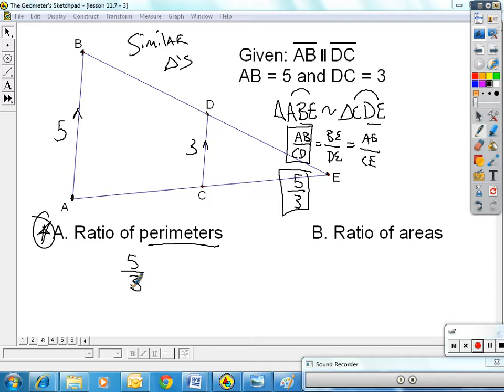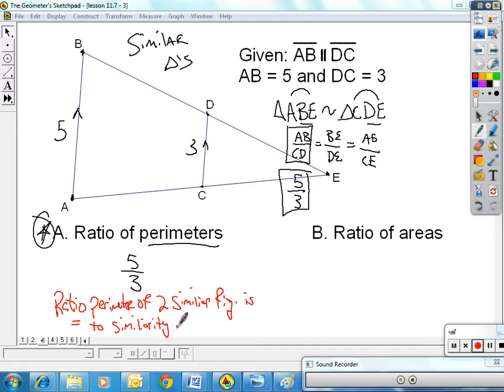Done with that. Okay, let me make this comment though. Remember, the ratio of perimeters of two similar figures is equal to the similarity ratio. Okay, so that's old news.